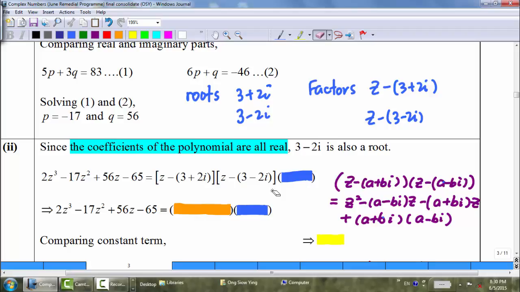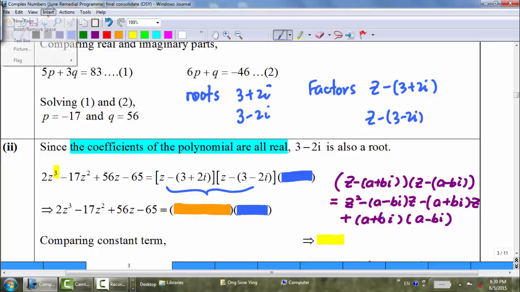Now, with these two factors, how are you going to get the third factor, knowing that this is a cubic equation where the degree is 3? When you combine the two linear factors here, you will get a quadratic expression. So the remaining factor should be linear. Now the thing is, how are you going to get the quadratic factor by expanding out the two linear factors? Maybe I will just try to illustrate.